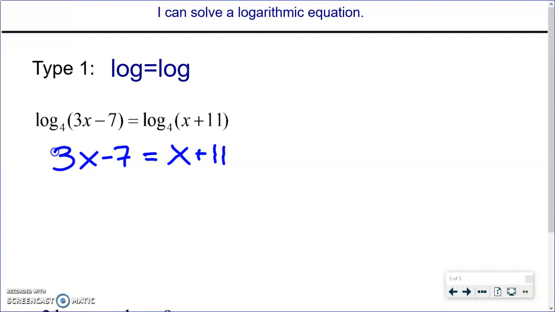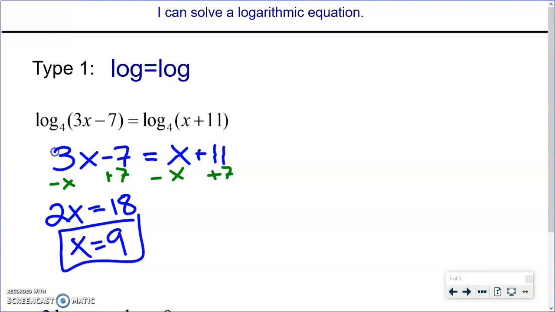Then it just becomes an algebra equation. We're going to subtract x on both sides. We're going to add 7 on both sides. 2x equals 18. So x equals 9.